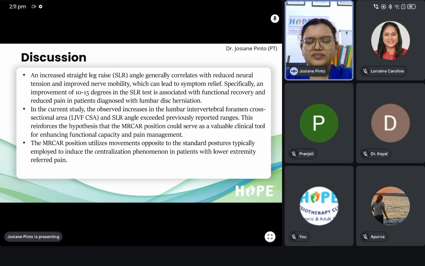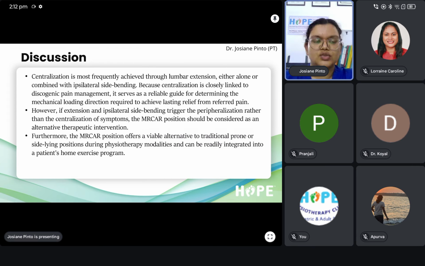capacity and pain management. So this position utilizes movements opposite to the standard postures typically employed to induce the centralization phenomenon in patients with lower extremity referred pain. So about centralization, it is most frequently achieved through lumbar extension, but as we saw, there was a study before in the discussion itself that told us that lumbar extension may cause decreased LIVF space and increased pressure on the nerves, more compression. So either alone or combined with ipsilateral side bending.